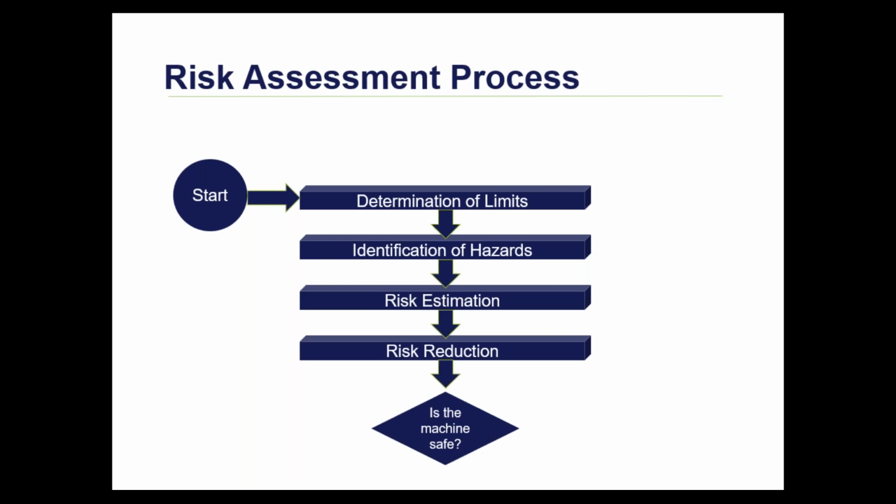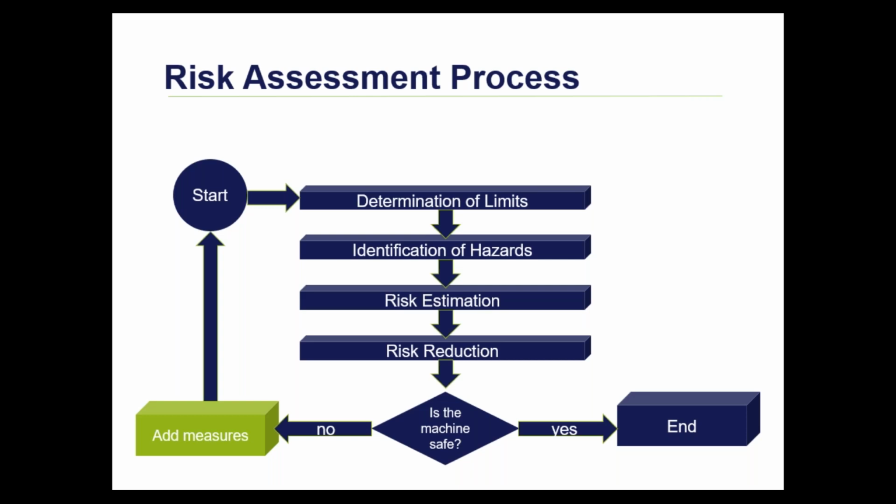If the machine is safe, that's the end of the risk assessment process. If it's not, then we need to add some countermeasures. And we will review and reassess them again. And then we do the calculation. At the end, we say, is the machine safe to operate? Yes or no? If not, you go through the same cycle again.